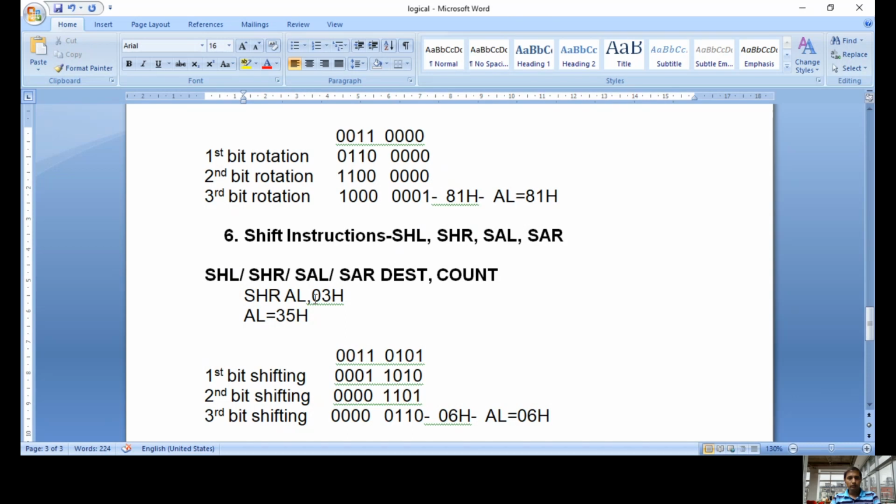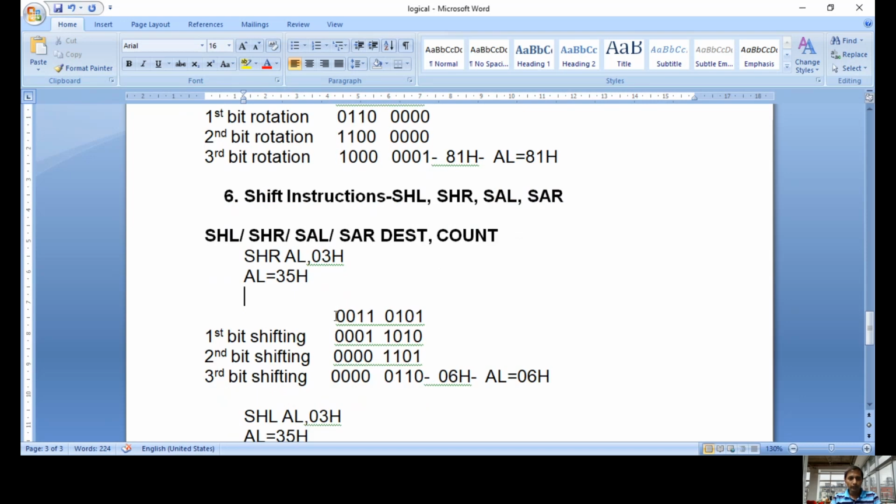AL comma 0. So what is the meaning? The destination content is shifting 3 bits into the right side. Let us see, just for a change, I am taking AL with 35H now. So let us see 35, what is the equivalent binary? 0011 for 3 and 0101 for 5.